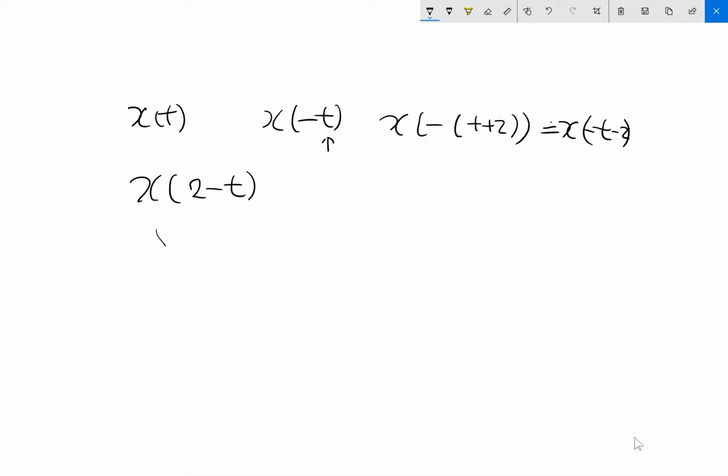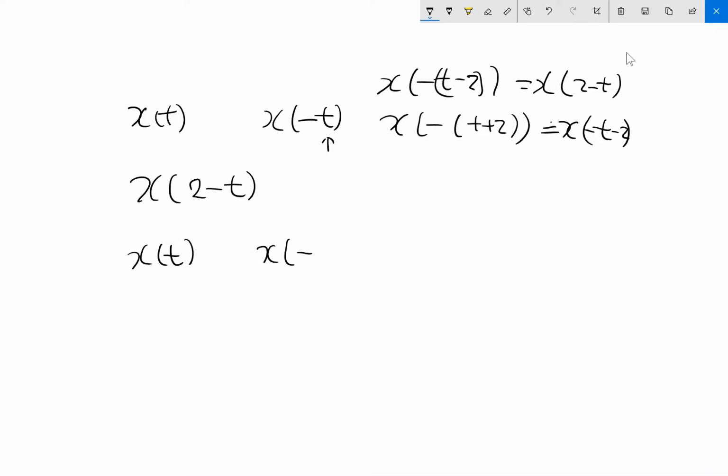So what is this one? You can see that it can be x of minus t and then shifted to the right, minus 2, and this will become x2 minus t. Or you can first shift it to the left by 2 and then flip it. These are the two ways you get this signal.